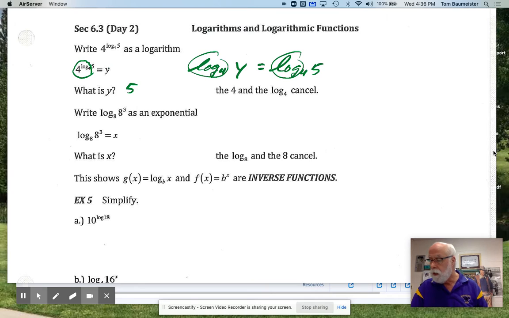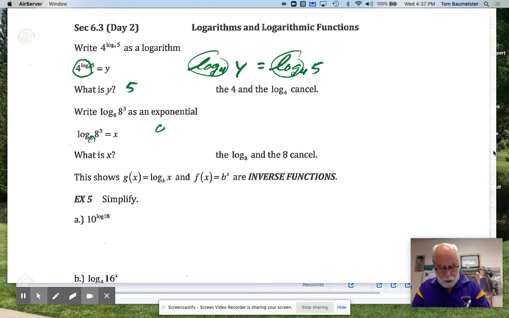All right? So now on the next one, we're going to write log to the base 8 of 8 cubed as an exponential. So again, on this one we're going to use x. We're going to say log to the base 8 of 8 cubed is equal to x. So again, this base, 8 raised to this power, is equal to this. Since these are the same, our exponents are going to be the same. So what is x? x is equal to 3.